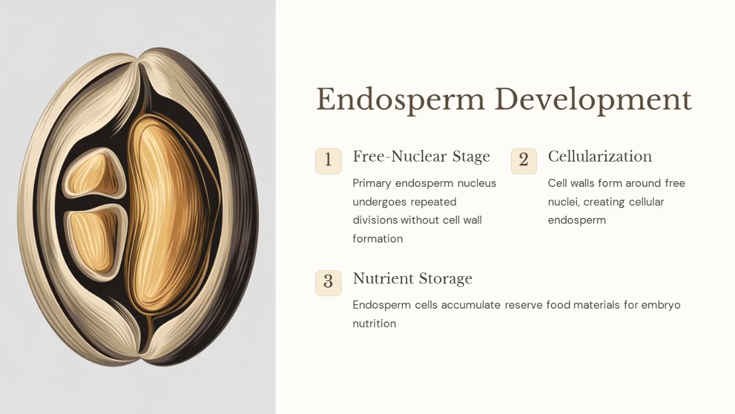Endosperm development involves 3 stages. In the free nuclear stage, the primary endosperm nucleus undergoes repeated divisions without cell wall formation. During cellularization, cell walls form around free nuclei, creating cellular endosperm. Nutrient storage accumulates reserve food materials for embryo nutrition.